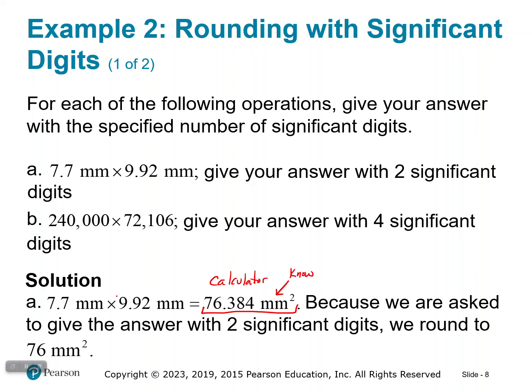But look here, 7.7 has 2 significant digits. 9.92 has 3 significant digits. We're supposed to give our answer with 2. So we'll take these two, 76, and we'll just eliminate those 3. So we'll get 76 square millimeters.